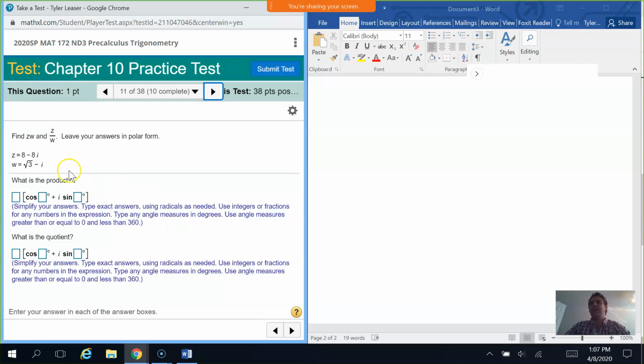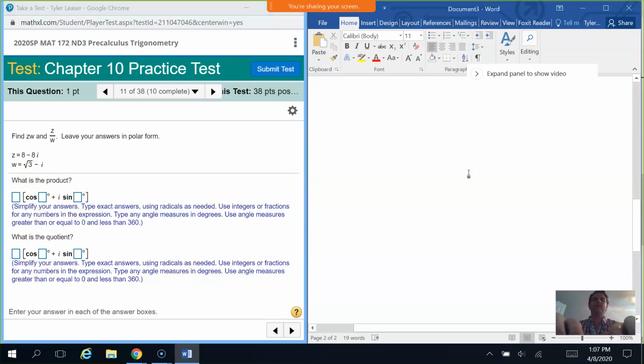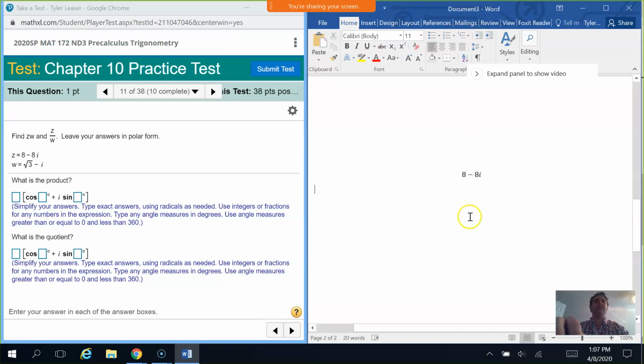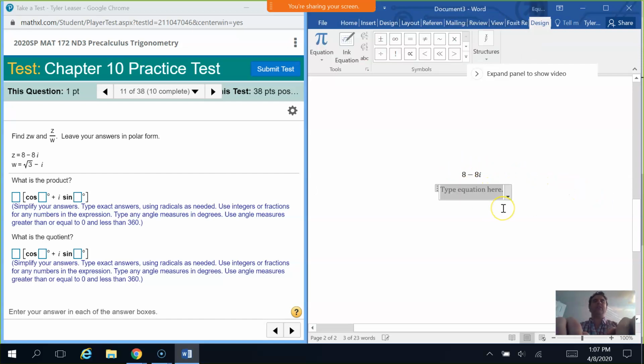Okay. All right, so another one of these: find ZW and Z divided by W. You're given Z and W in rectangular form, but they want the products in polar form. So we're just going to have to do a little bit of work first by transferring these over to their polar form. For Z, which is 8 minus 8i, if I want to change that into polar form, first I have to do the formulas, right? X squared plus y squared is equal to r squared. And then the other formula, tangent of theta is equal to y over x.